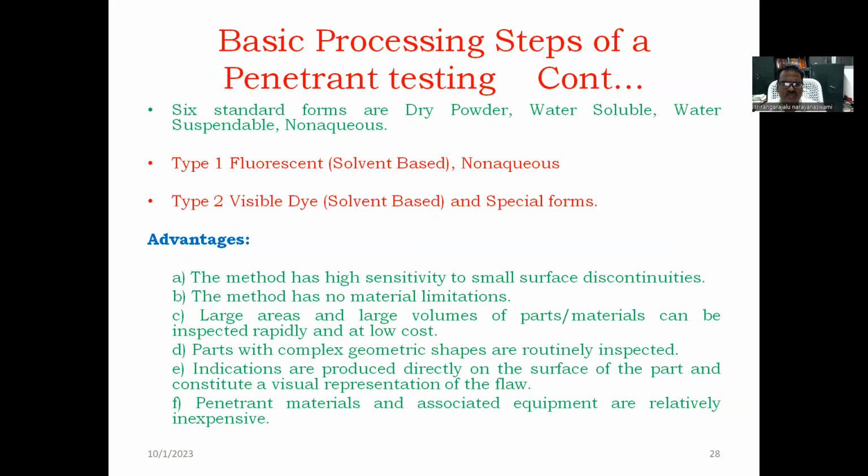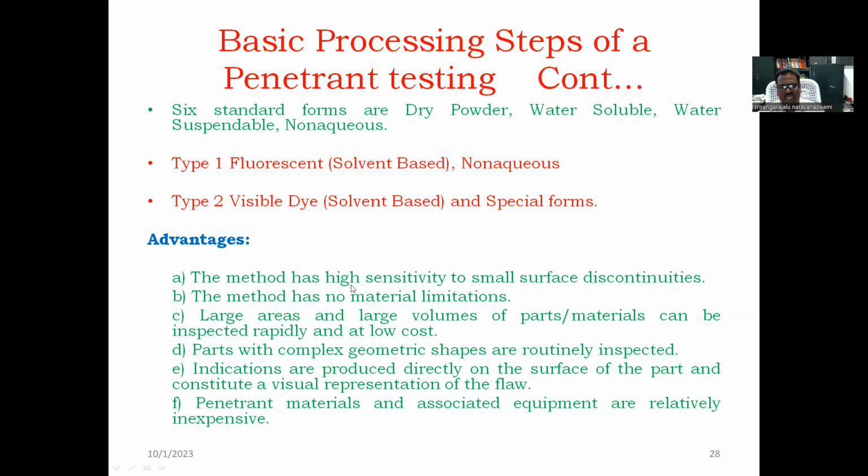Basic processing steps of penetrant testing. Six standard forms are dry powder, water soluble, water suspendable, and nonaqueous. Type 1 is fluorescent, solvent-based nonaqueous. Type 2 is visible dye, solvent-based, and special forms.